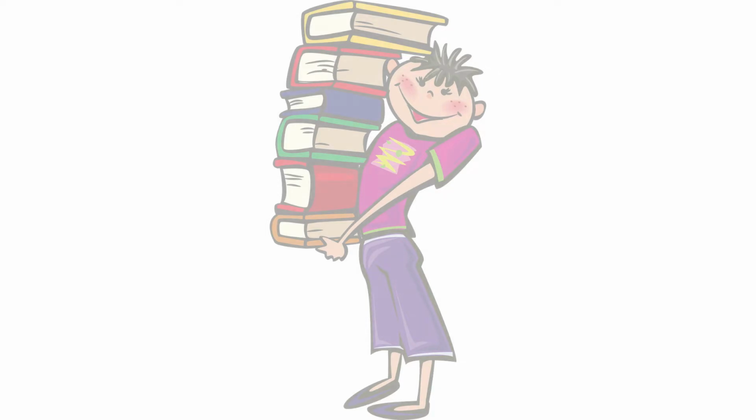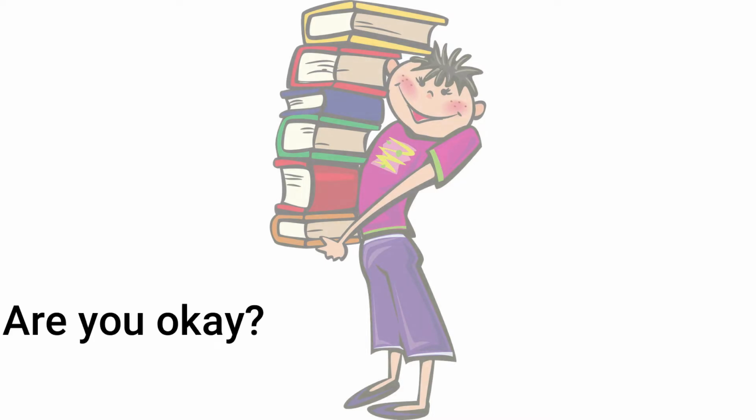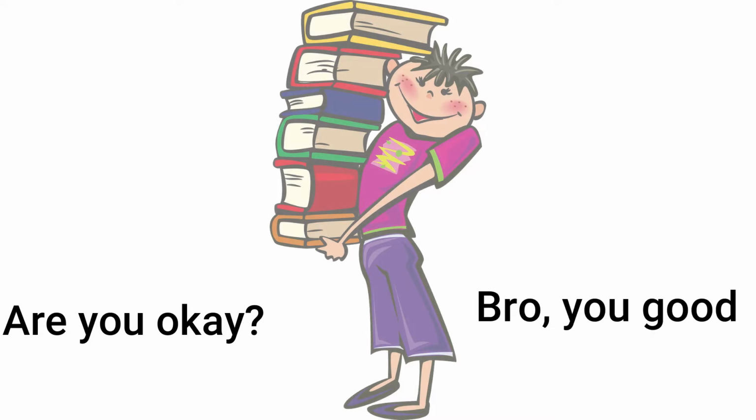Whatever is right in today's context may be wrong 1,000 years ago, or maybe 1,000 years later in the future. Grammatically speaking, we have a sentence, "Are you okay?" and then a question mark. This is a perfect sentence, but when some people speak, especially natives, they say, "Bro, you're good." Now, what does that mean?